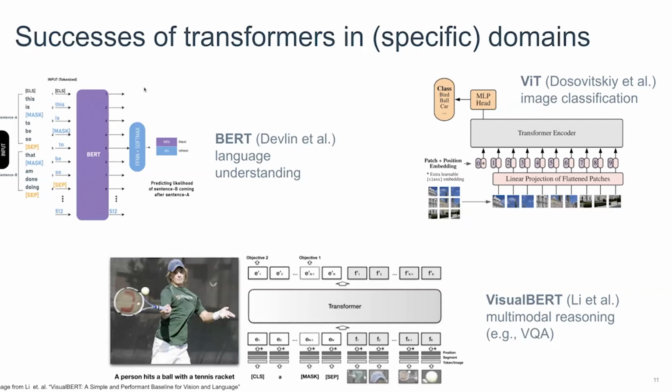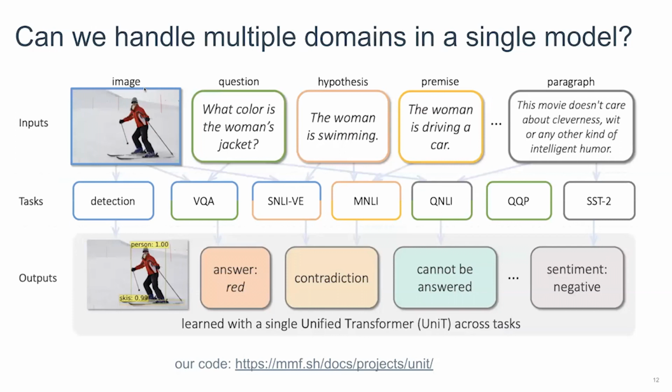You feed the images and text to VisualBERT, and it can do a variety of tasks on multimodal reasoning, such as VQA and others we will see soon. So transformers, as of now, cover all of the domains, including audio as well. They have been quite successful at least at unifying the architectures. Then the question that comes to mind is, can we use transformers to handle multiple domains in a single model?